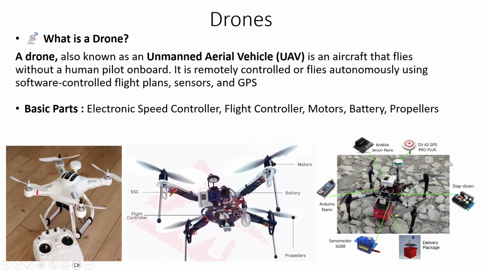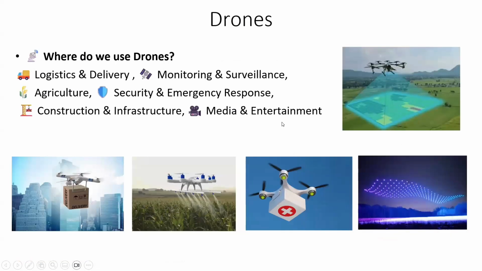We see also a GPS. This is an antenna. A step down, this is for the electronics and the motors, and some servo for the delivery, for the package. So where do you use it?